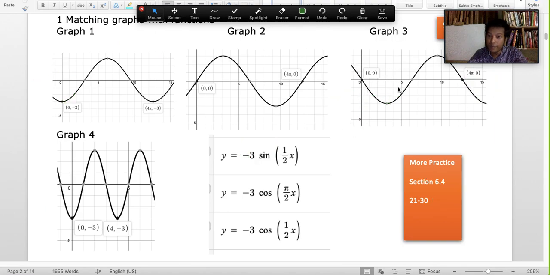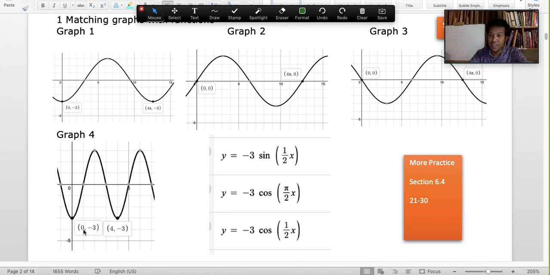Also from the graph, okay, this is my negative cosine graph and the period is 4 pi here. This is my positive sine graph, the period is 4 pi here. This is my negative sine graph, the period is 4 pi here. And this is the negative cosine graph, the period is 4 here, because this number is 0. That's why we can understand that the period is 4 pi.